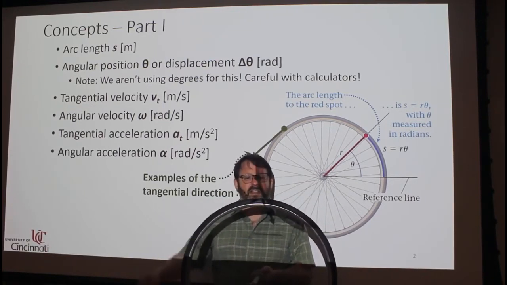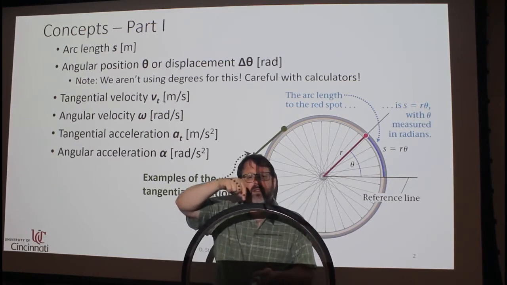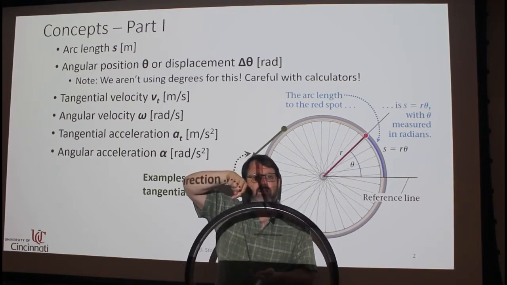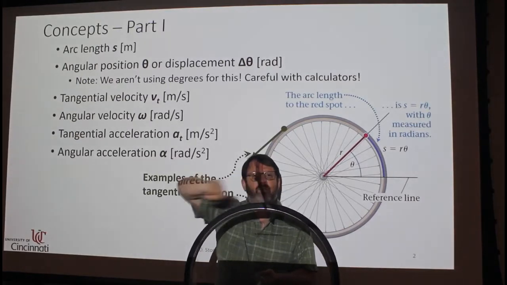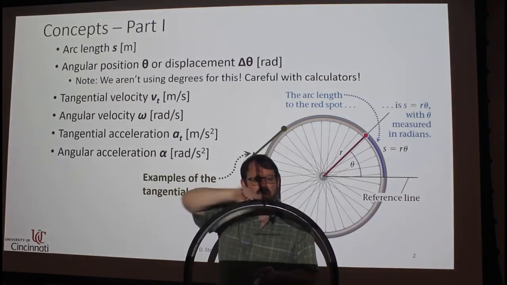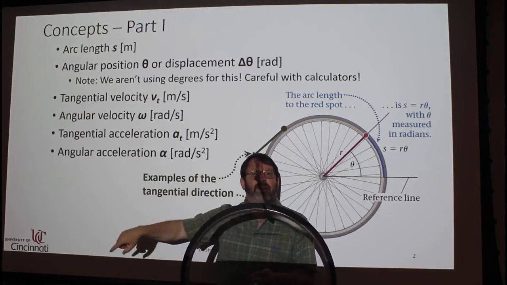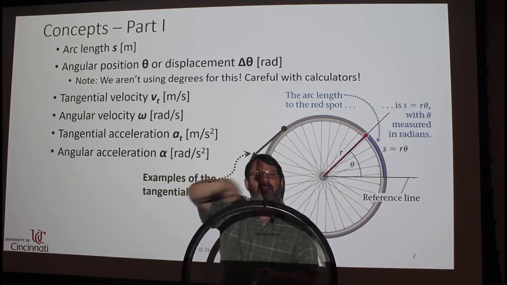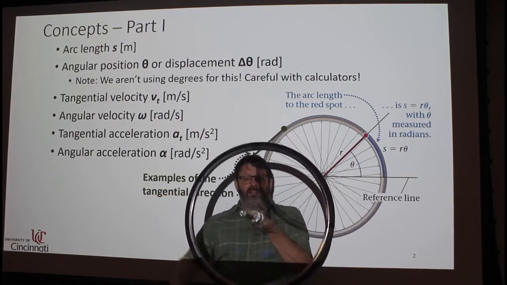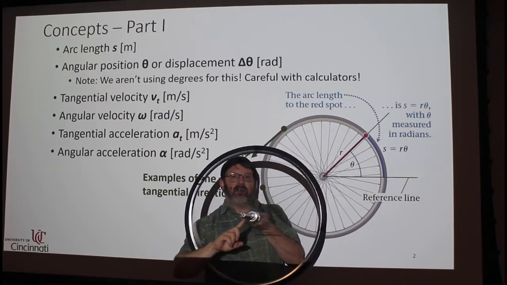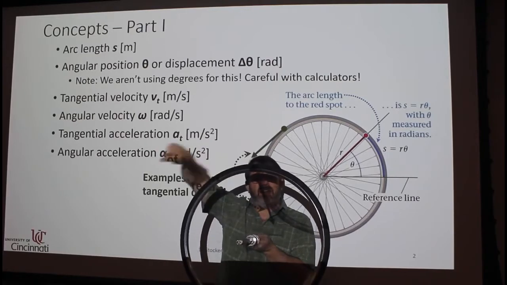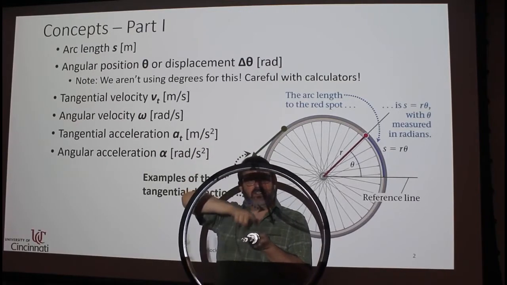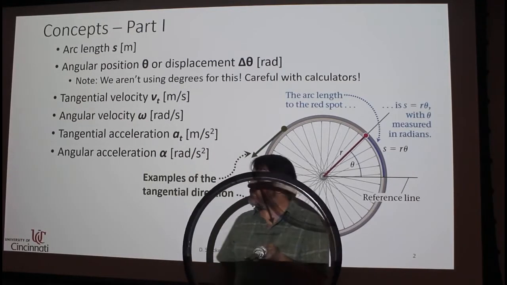So tangential velocity means at this point, how fast is it moving, and in what direction? So up here at the top, this tire is moving that direction at whatever speed it's going at. So that is tangential velocity. If something's spinning around an axis, the tangential velocity is always at 90 degrees to the distance to that axis.